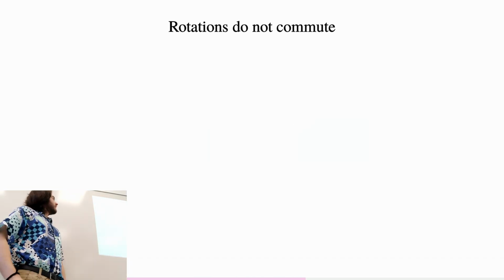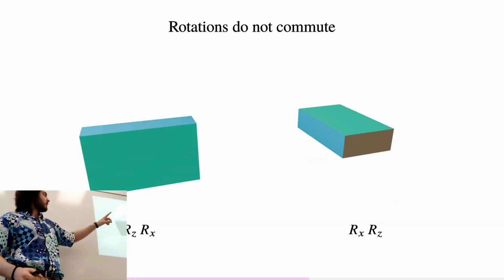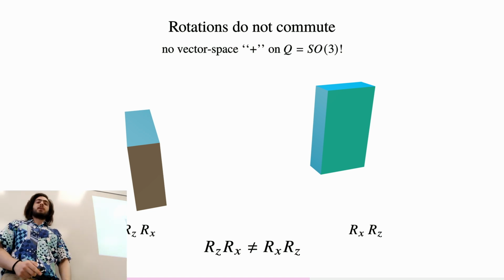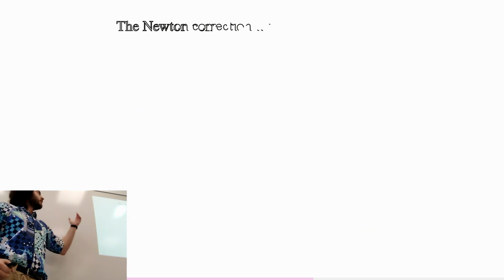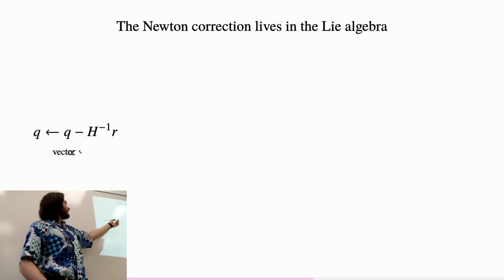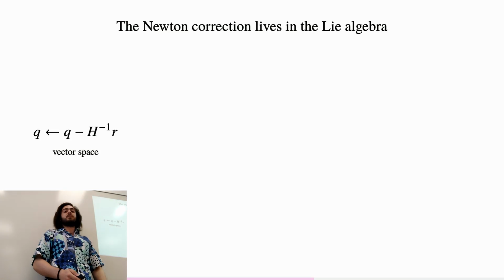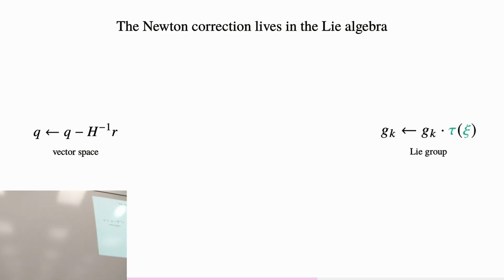Classic example, in SO3, for instance, rotations do not commute. So if we rotate one way and then the other way, we get different results. And this alone describes the lack of vector space structure in SO3. In terms of the algorithm, the problem is the Newton correction, because in a vector space, we are adding a tangent vector to a point, which is not well defined in a general manifold. What we have to do instead is compute a correction in the Lie algebra and then apply it via retraction.